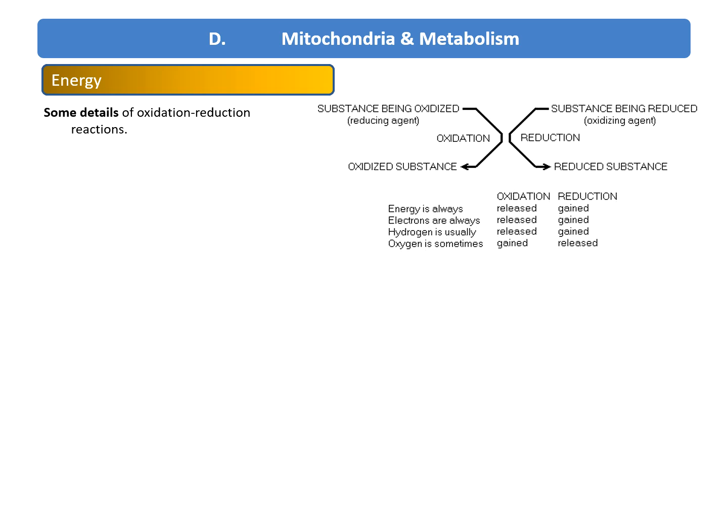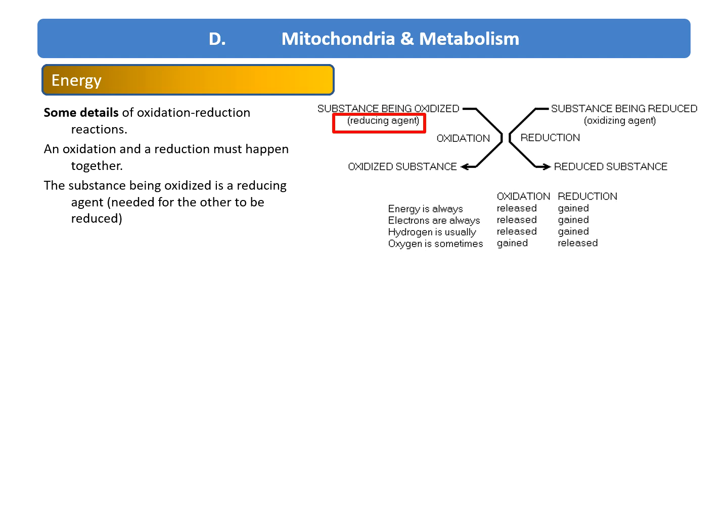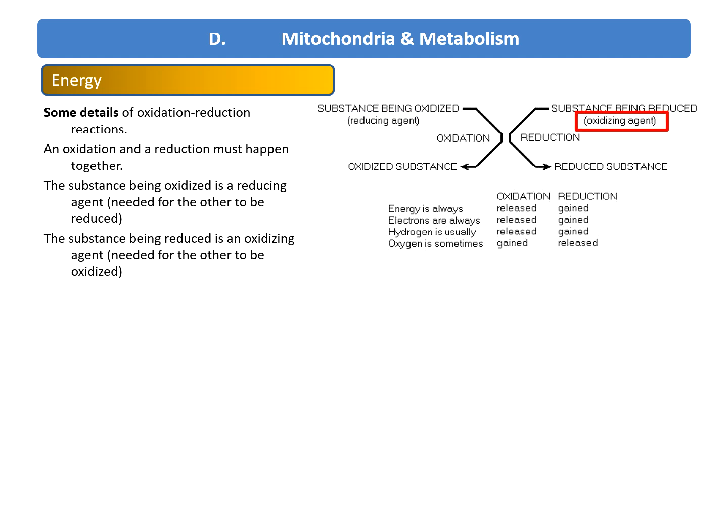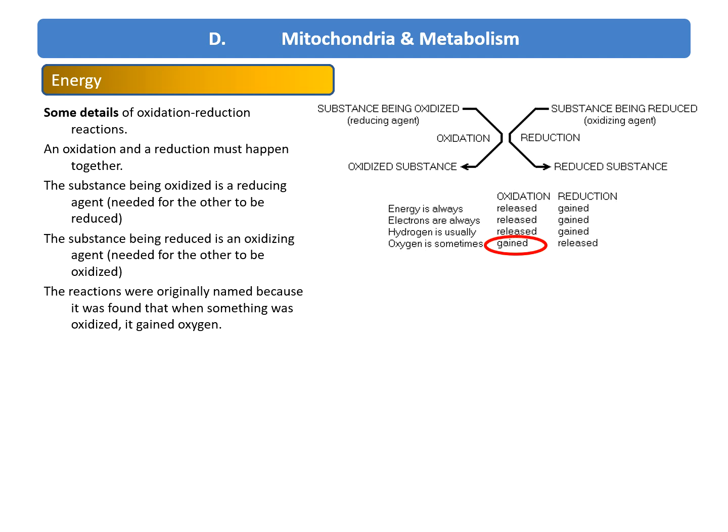Let's look at a few details of oxidation-reduction reactions. An oxidation and a reduction must happen together. The substance being oxidized is a reducing agent necessary for the other substance to be reduced. The substance being reduced is an oxidizing agent necessary for the other to be oxidized. The reactions were originally named because it was found that when something was oxidized, it gained oxygen. Like the other details, this was discovered later.